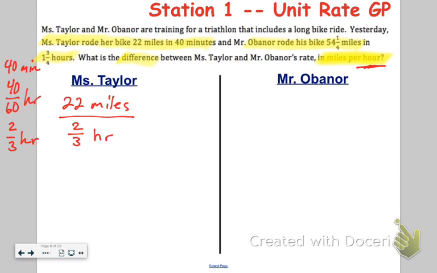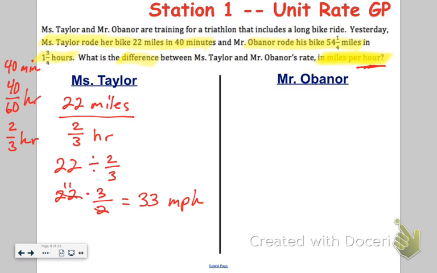All right, and when we're looking to find the unit rate here, we're just going to divide 22 divided by 2/3. Remember, division is the same as multiplication of the inverse, so I'm going to do 22 times 3/2, which gives me 33 miles per hour. Again, important that we're in hours here.